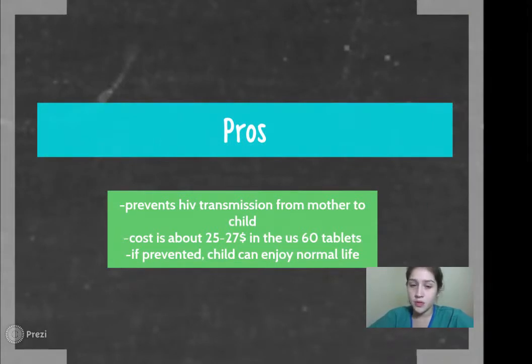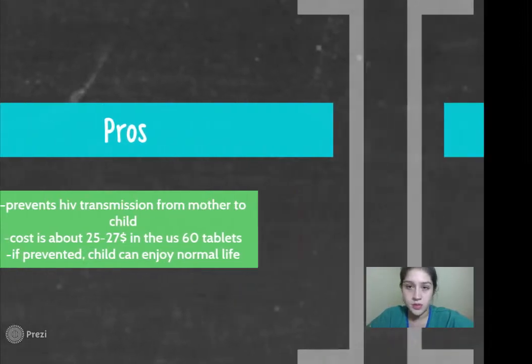The pros about this medication are that it prevents HIV transmission from mother to child, as we said before. I also investigated the cost of this drug, which varies from $25 to $27 in the US, and it includes 60 tablets, so it's relatively not that expensive. If transmission is prevented, the child can enjoy a normal life, obviously.